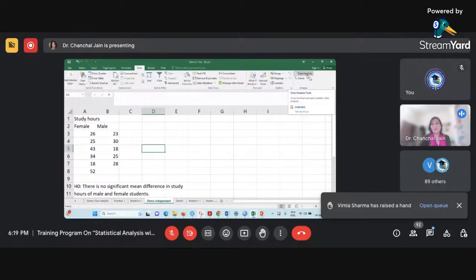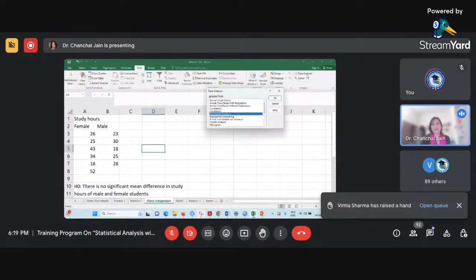Now you can click on this data analysis toolpack, scroll down and explore. Here we have the t-test available. It is showing us two-sample assuming equal variances. It is also showing us two-sample assuming unequal variances.